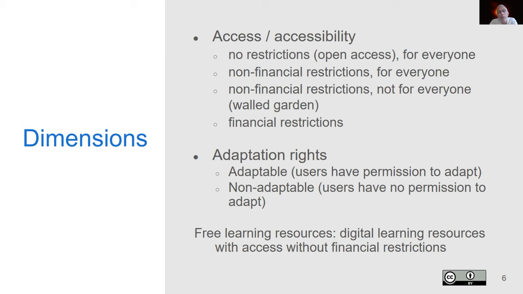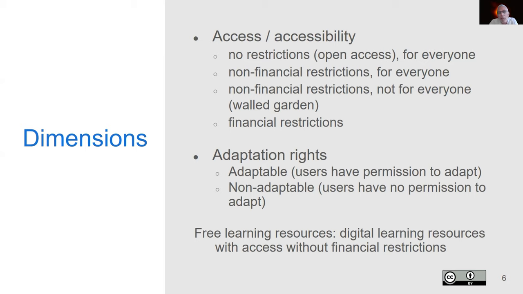And we can also think of non-financial restrictions, but the resources are not accessible for everyone. This is also called a walled garden. Those are in most cases communities, but can also be institutions, where you have to prove that you are part of this community, mostly also with a login, and then you can get access to these resources. And there can be financial restrictions. And then you can access these resources.